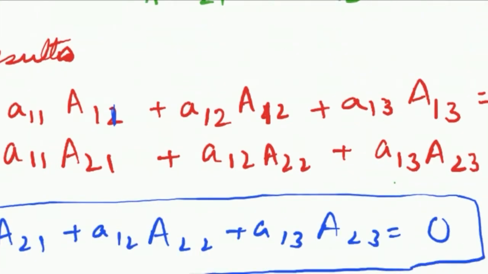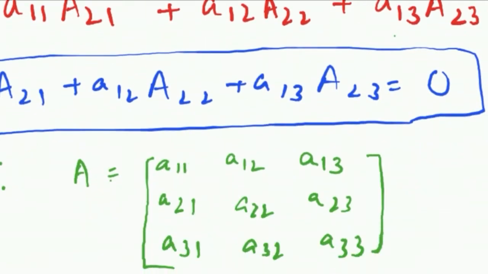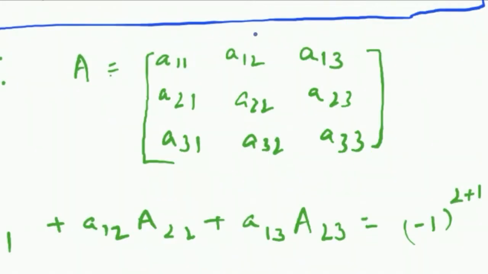Because it's of order 3, we can show it also. If A is A11, A12, A13, A21, A22, A23, A31, A32, A33. Now what will happen? I have written the statement जिसकी value मुझे 0 show करनी है. मैंने A11 को इसके A21 के cofactor से multiply किया. What is the cofactor of A21?